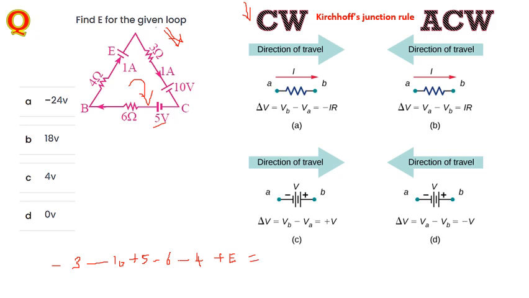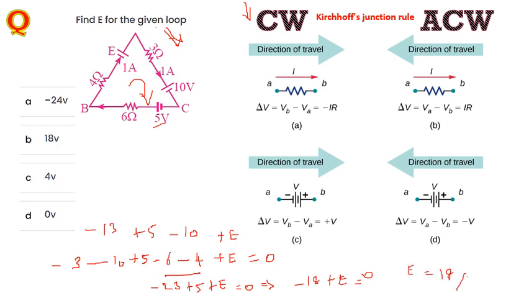Now in the second diagram, the sum will be equal to 0. From this, the value here is minus 10, this one is plus 5, and this one is minus 13, and then we have E. So from this we have minus 23 plus 5 plus E equal to 0. That is minus 18 plus E equal to 0, so E is equal to plus 18. Remember this. So the answer in this case is 18.